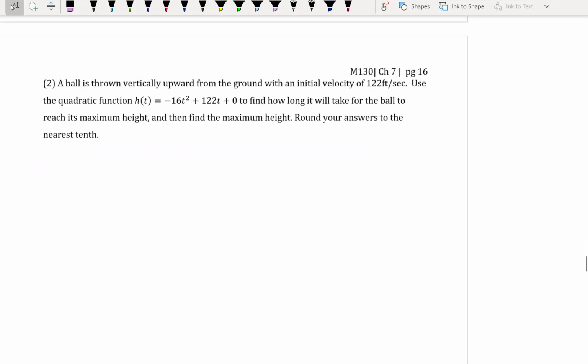Now for number 2, it says a ball is thrown vertically upward from the ground with an initial velocity of 122 feet per second. Use the quadratic function to find how long it will take for the ball to reach its maximum height, and find the maximum height. Round your answer to the nearest tenth. It already gave me the function, which is really nice, so we definitely want to use this function. They gave me that h of t is equal to negative 16t squared plus 122 times t.